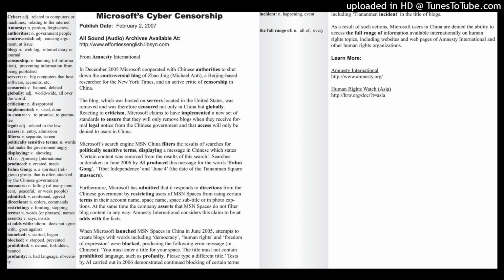Controversial means something that causes an argument, something people do not agree on. Something that people disagree about. In this case, the Chinese government disagrees with the blog writer. And a blog, most of you know, is a weblog, or basically it's an internet diary or an internet journal. So this guy had an internet journal, a blog, and the government shut it down. They closed it because they thought it was controversial. It caused argument. It caused disagreement. Basically because he was criticizing the Chinese government.